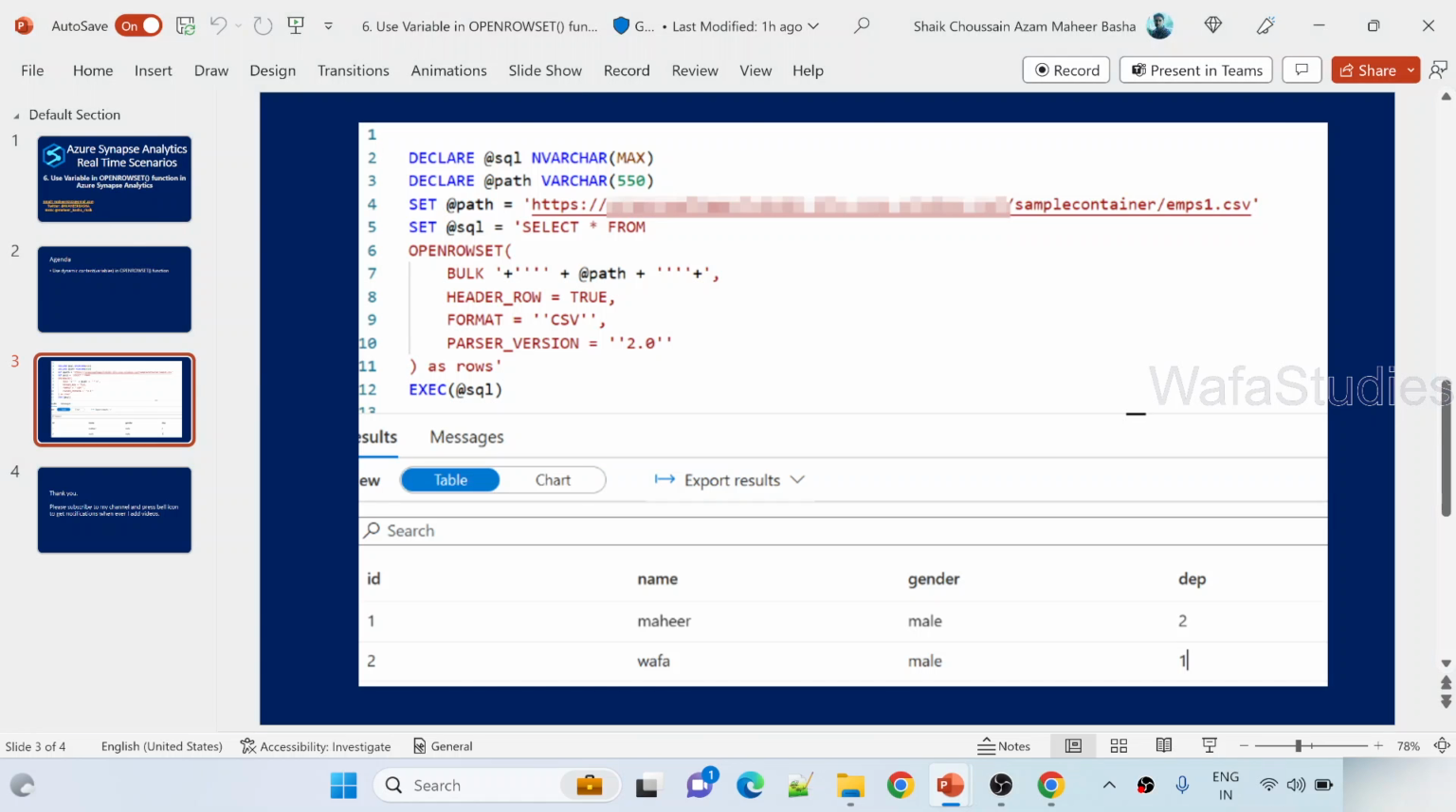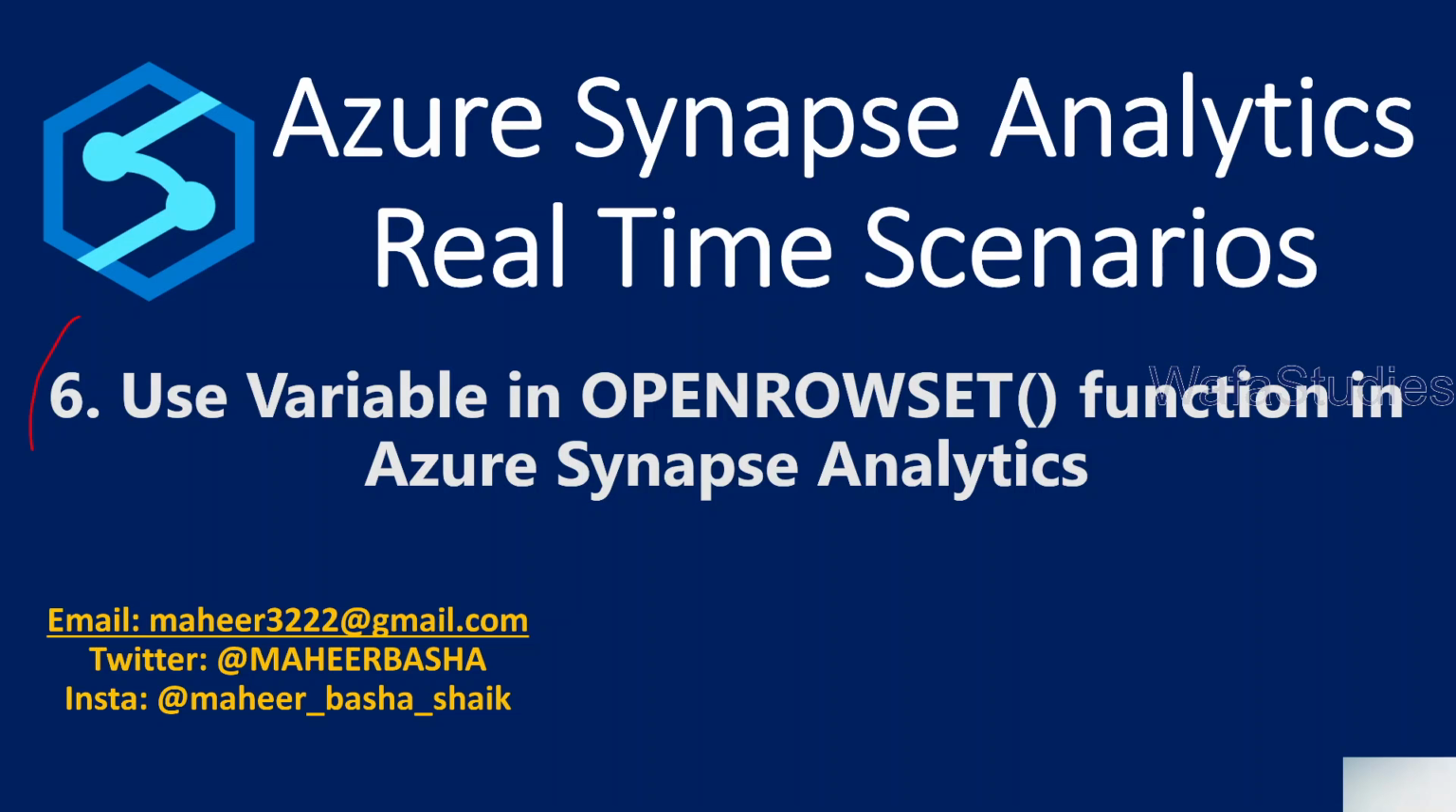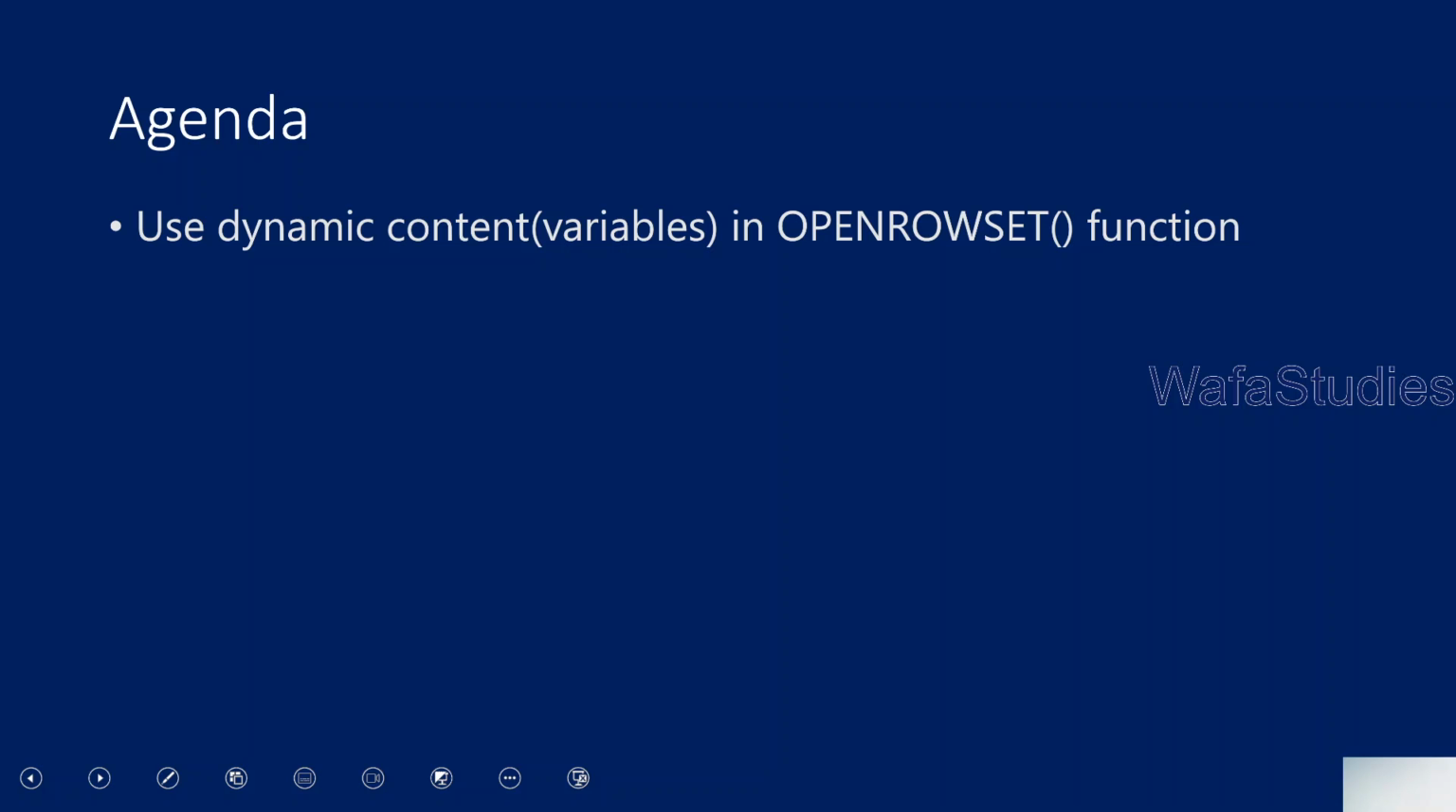This is part 6 in the Azure Synapse Analytics playlist, which is a real-time scenarios playlist. In this video we are going to discuss a use case where we have to use the OPENROWSET function, but we have to pass some dynamic content into it. I will explain the requirement very clearly, don't worry.